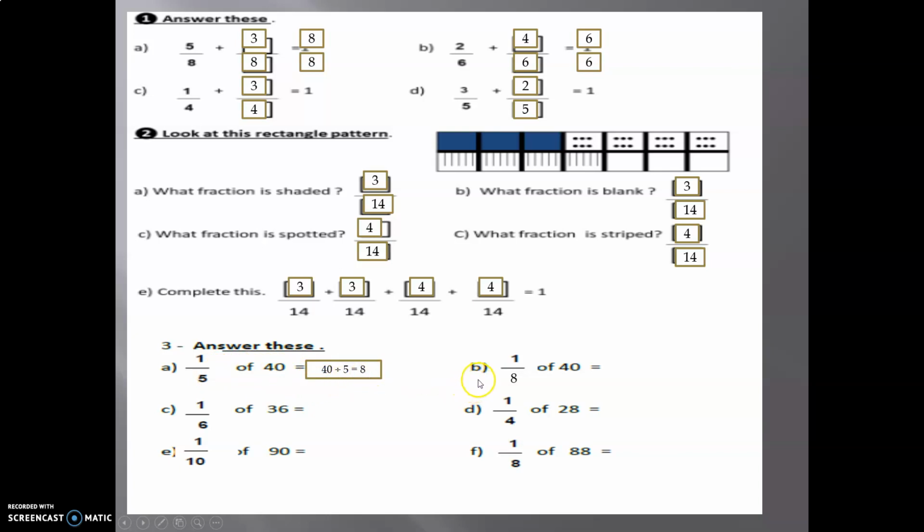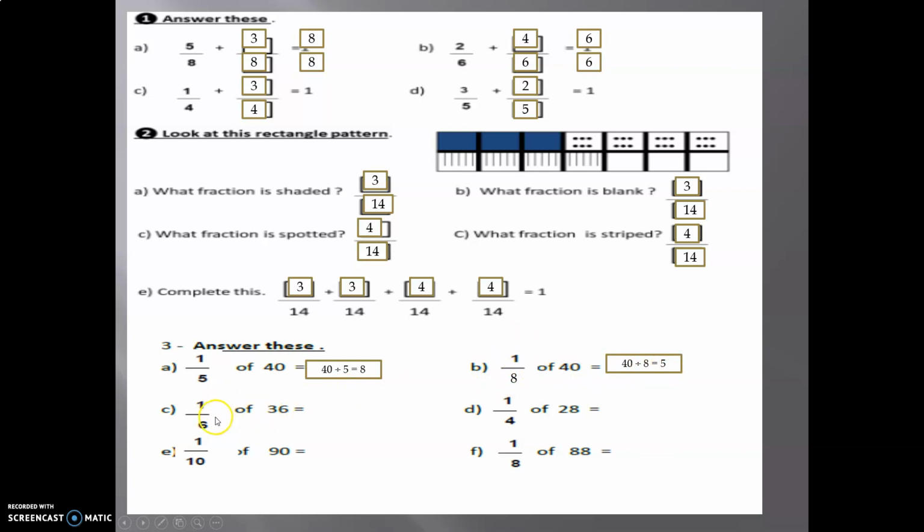Let's go to number B. 1/8 of 40. Are you going to draw and cut the 40 into 8 equal parts? No, there is another easier way. If you divide 40 by 8, it will give you the answer. So 40 divided by 8 equals 5, because 5 multiplied by 8 gives us 40. So 1/8 of 40 is 5.